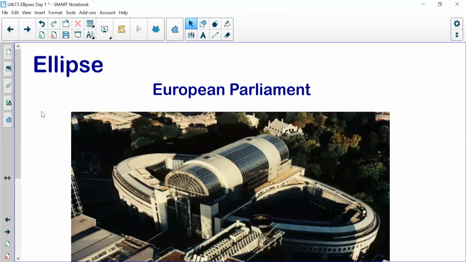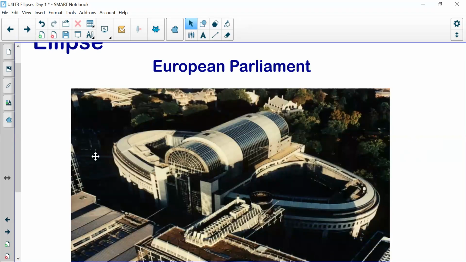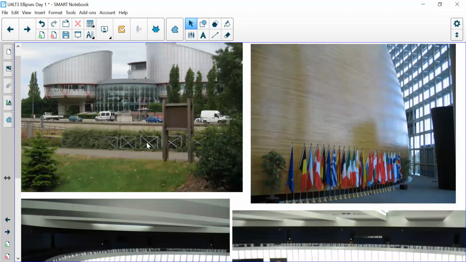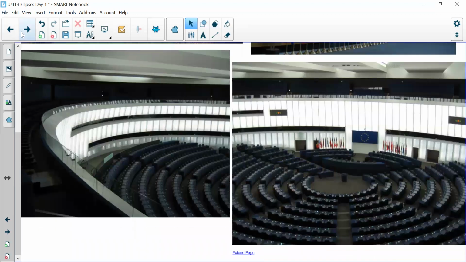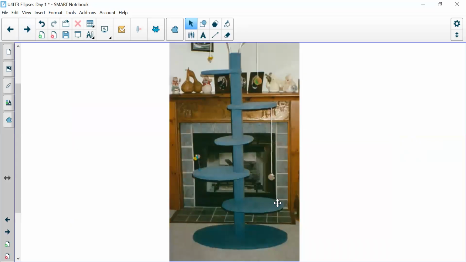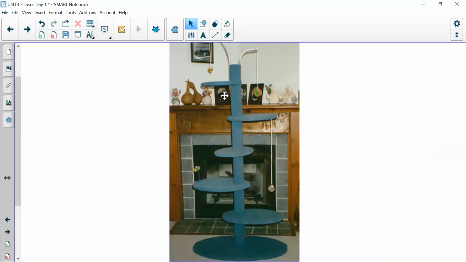And then moving on to a warped circle, which is an ellipse. So I guess this is an ellipse here. This is in Brussels. Ellipse, ellipse, ellipse. This is someone's cat furniture where every shelf is an ellipse. Okay, there's even an ellipse right here in this picture.